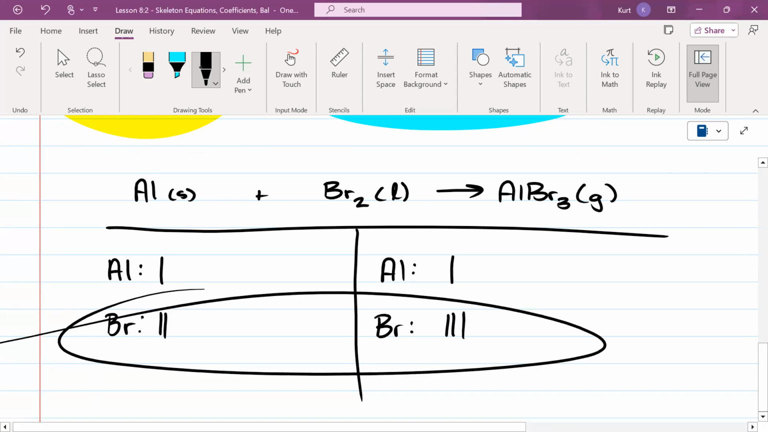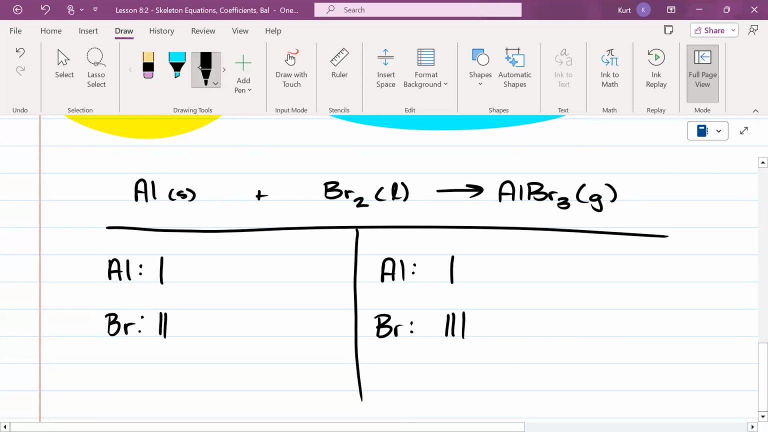Can you think of a common multiple that 2 and 3 share? 6. Okay. So 2 right here, 2 times what equals 6? Get out a different color. I want you to put a 3 in front of Br2, liquid bromine. If I now have a 3 coefficient in front of bromine, that number's a coefficient. What is 3 times 2?